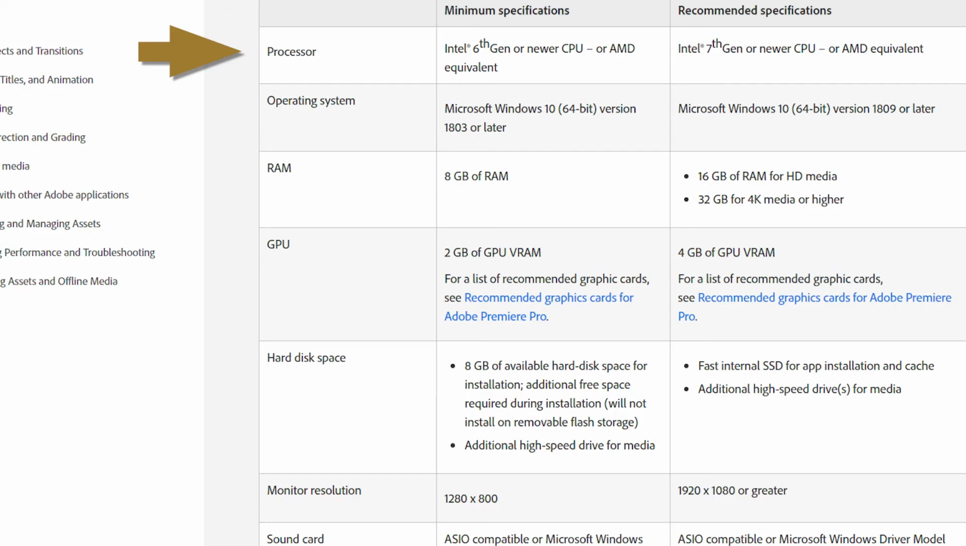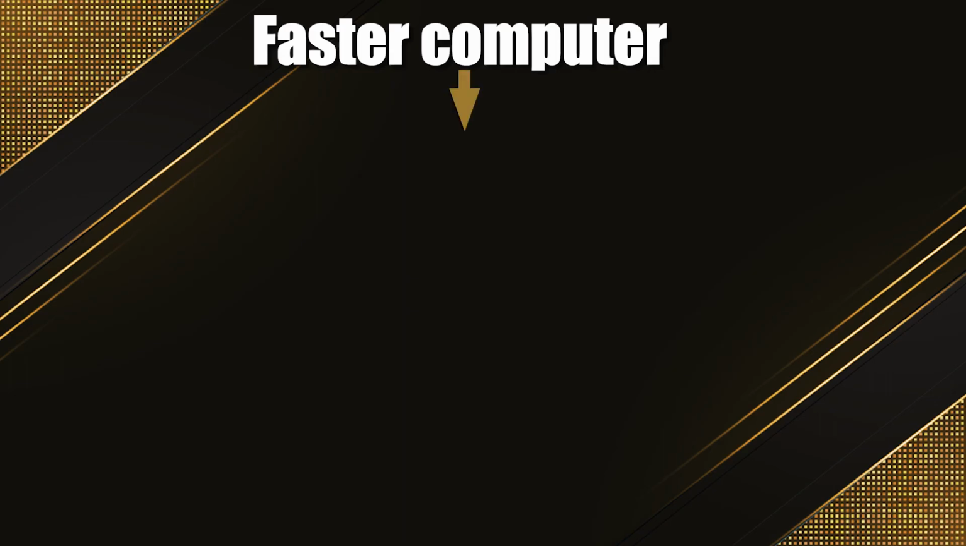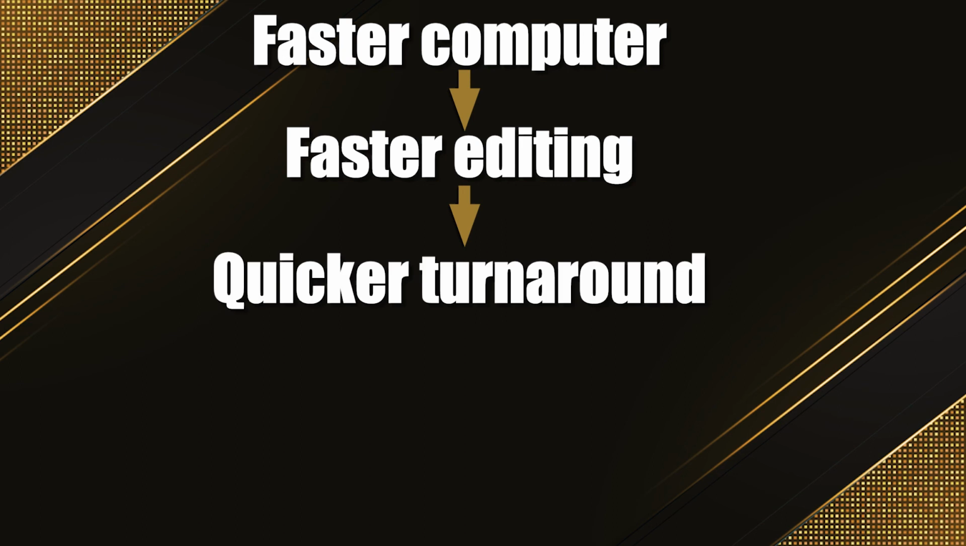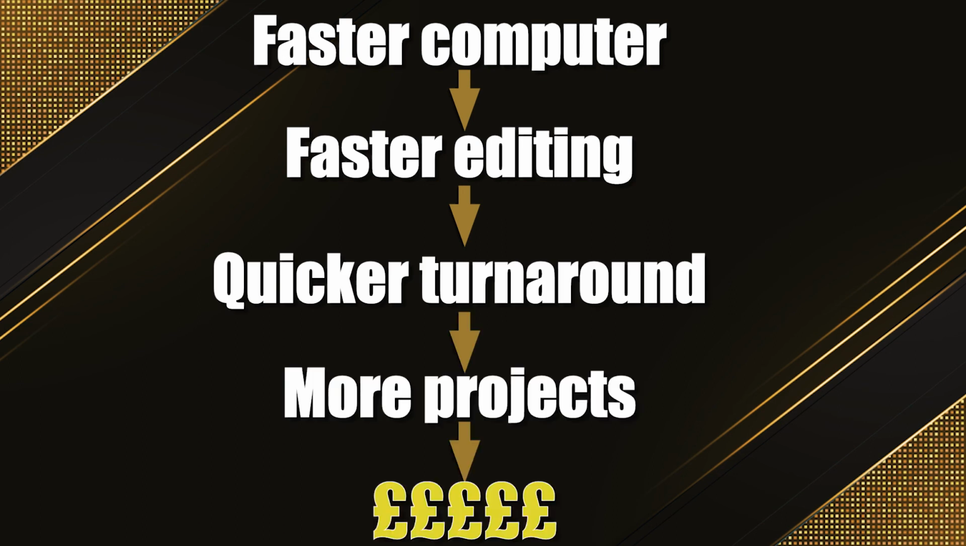Now with all that said, the minimum requirements for Adobe Premiere Pro are an Intel 6th generation processor or newer, 8GB of RAM and 2GB of VRAM. But it's always worth thinking about trying to future-proof your investment if you can afford it. Remember, a faster computer means faster editing time, quicker turnaround for clients, and ultimately more projects, which means more money for you.